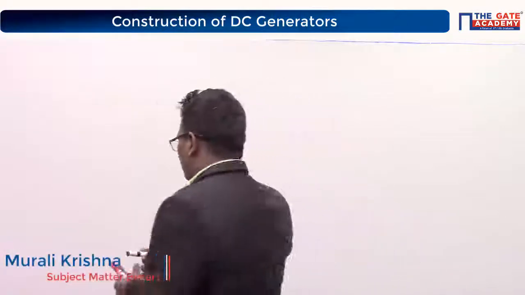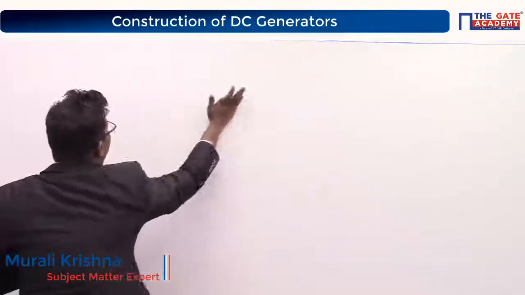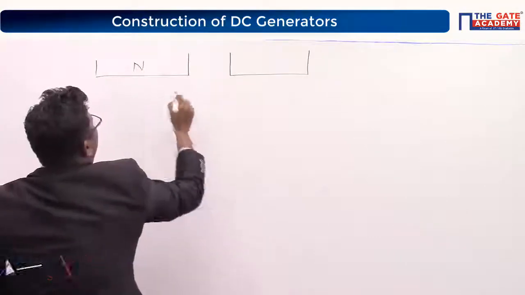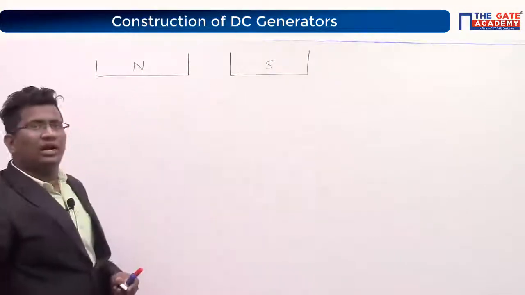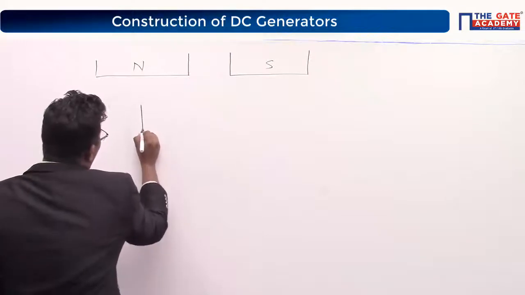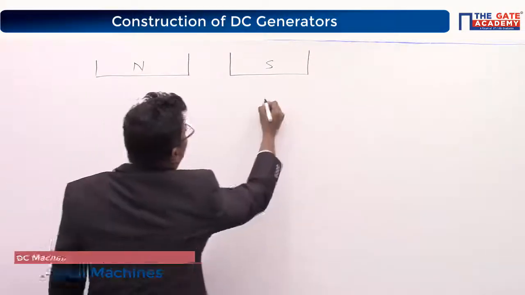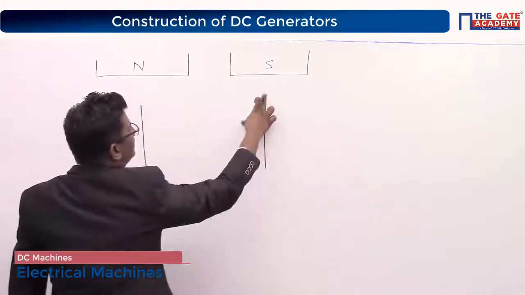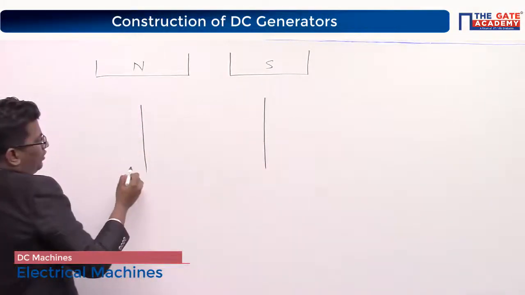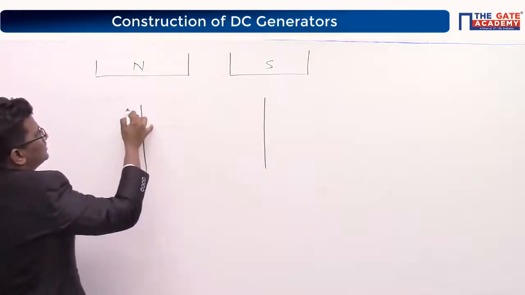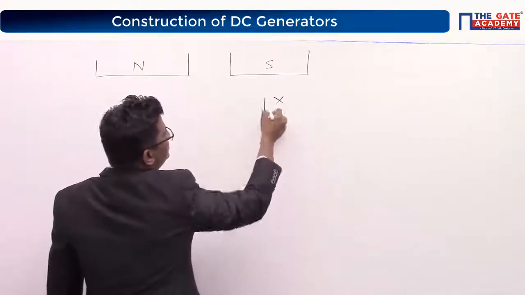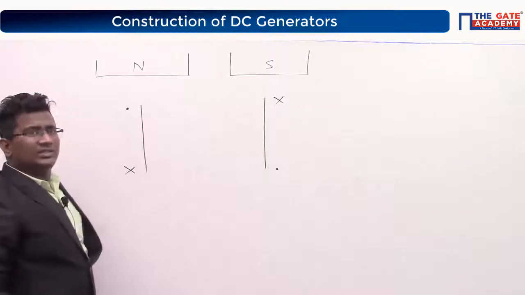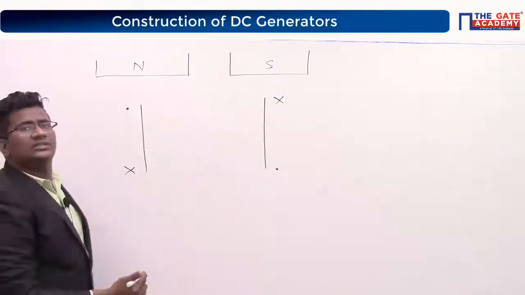Therefore, the total voltage that appears across a coil is how much we have taken? 20 volts, right? Now, look at the board, everybody. This is our north pole and the south pole. Under the north pole we have one conductor. Under the south pole also we have one conductor. Tell me, under the north pole, this is a cross and this is a dot. And this is a cross and this is a dot. Correct? Just on the board I have tilted it like this. Okay?